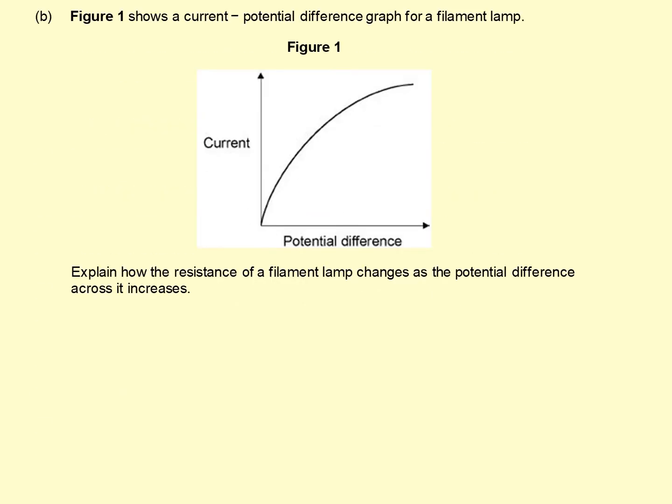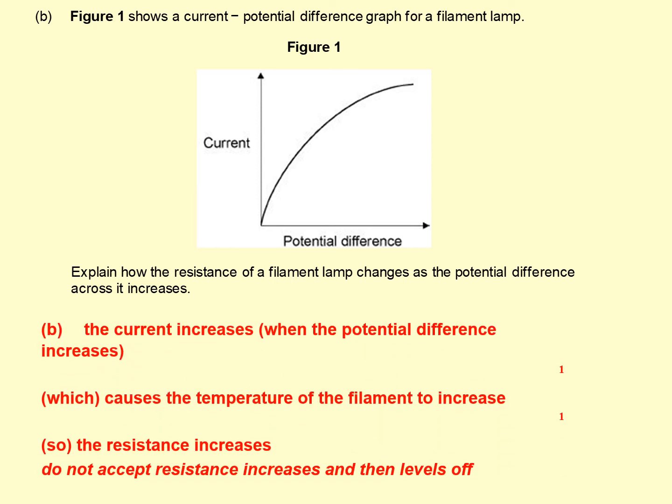Question 2. Figure 1 shows a current potential difference graph for a filament lamp. Explain how the resistance of a filament lamp changes as the potential difference across it increases. So again, pause now, write out the question and write out your response. Now this is a 2-mark question, so you'll have to provide a fact, and then you'll also have to justify your answer with some scientific information.